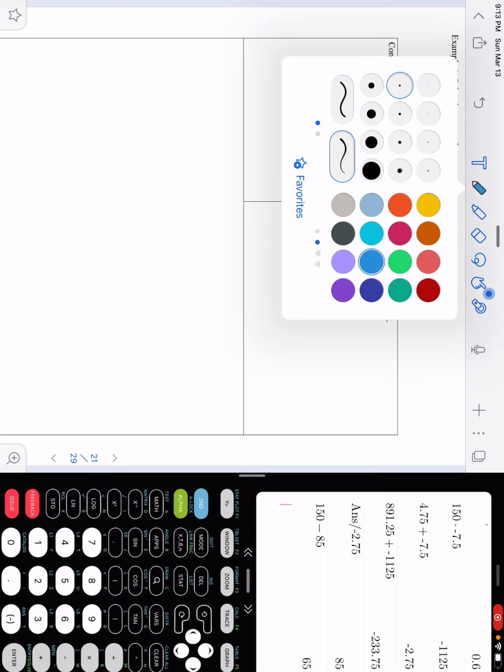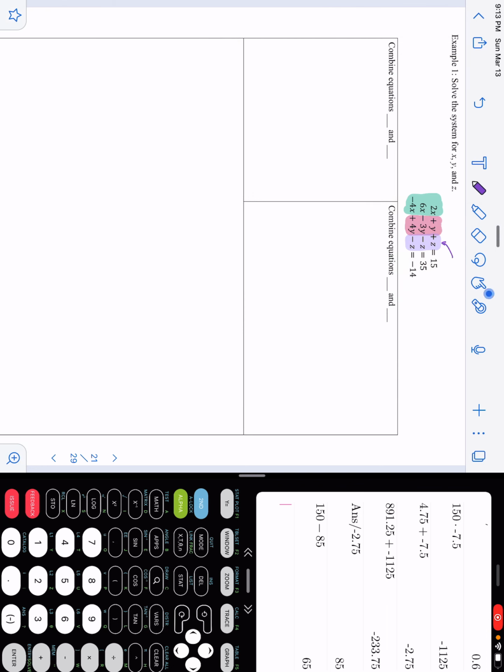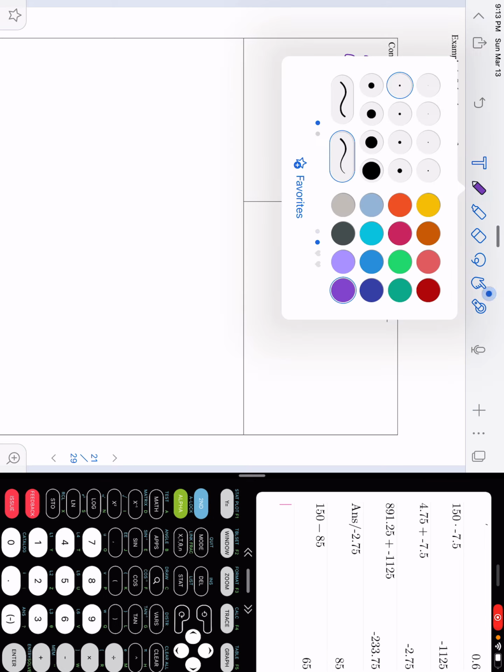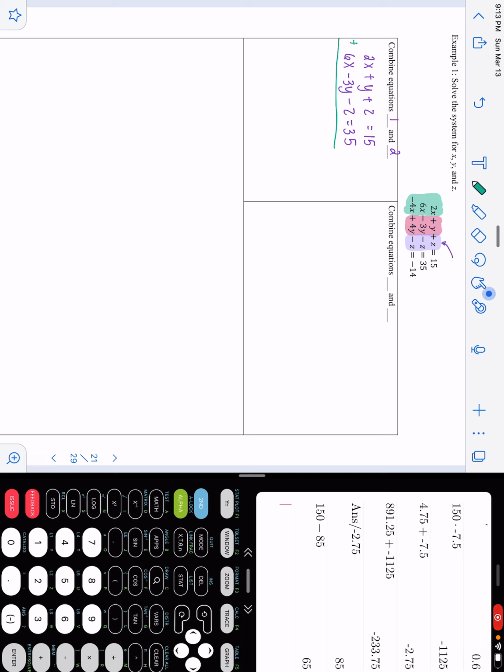So when we're trying to do that, you want to combine opposite coefficients, right? So for example, I can combine equations 1 and 2 because there's one positive z and then there's a negative z. So let's see what happens when we combine them. 2x plus y plus z is equal to 15, and then 6x minus 3y minus z equals 35. Let's add these two equations together. I end up getting 8x minus 2y, the z's cancel out, is equal to 50. Hold on to that one, okay?